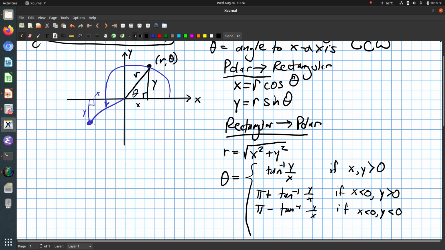And finally, if you're back in the first quadrant again, down here, you can either take the negative answer that you've gotten, so the theta will read negative like that, which is perfectly fine. But if that bothers you, you can add 2 pi.